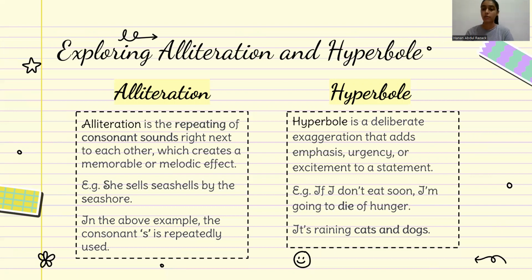Next up, we have hyperbole. Hyperbole is a deliberate exaggeration that adds emphasis, urgency, or excitement to a statement. Example, if I don't eat soon, I'm going to die of hunger. Another example, it's raining cats and dogs.